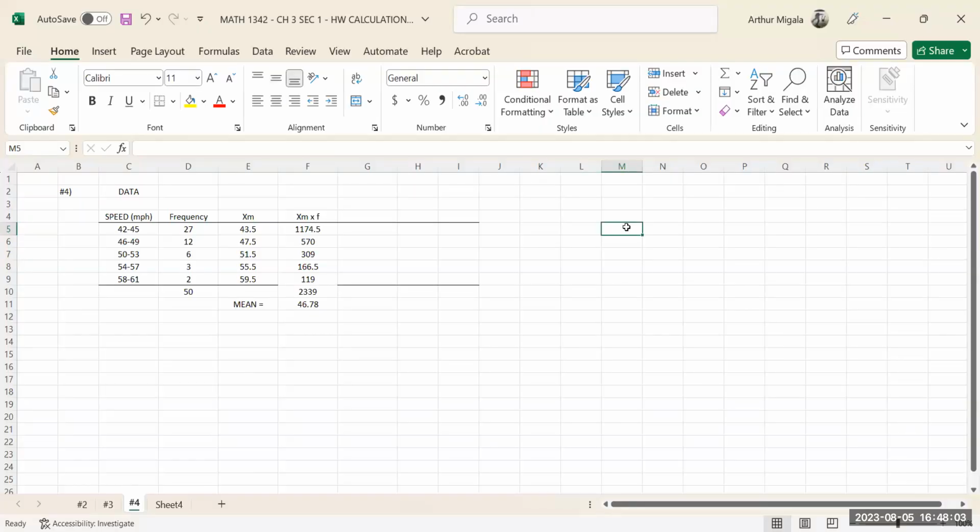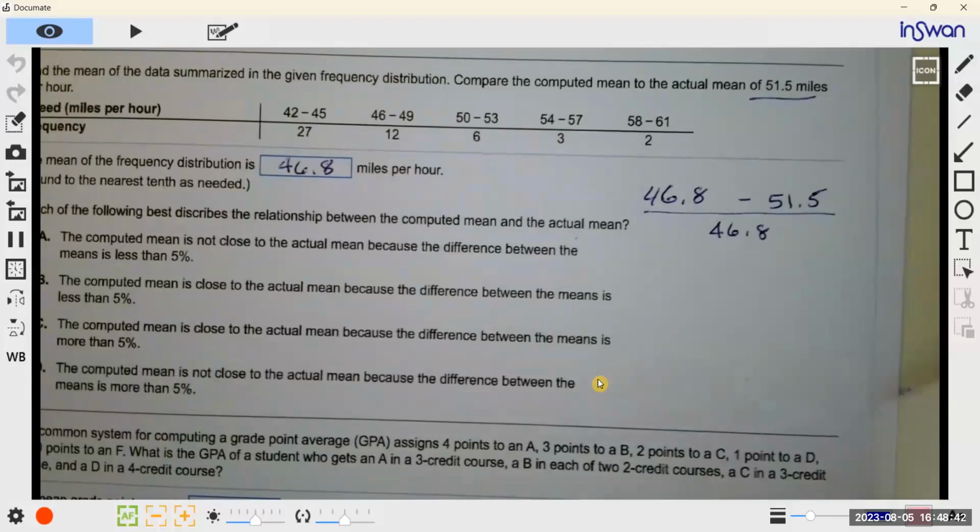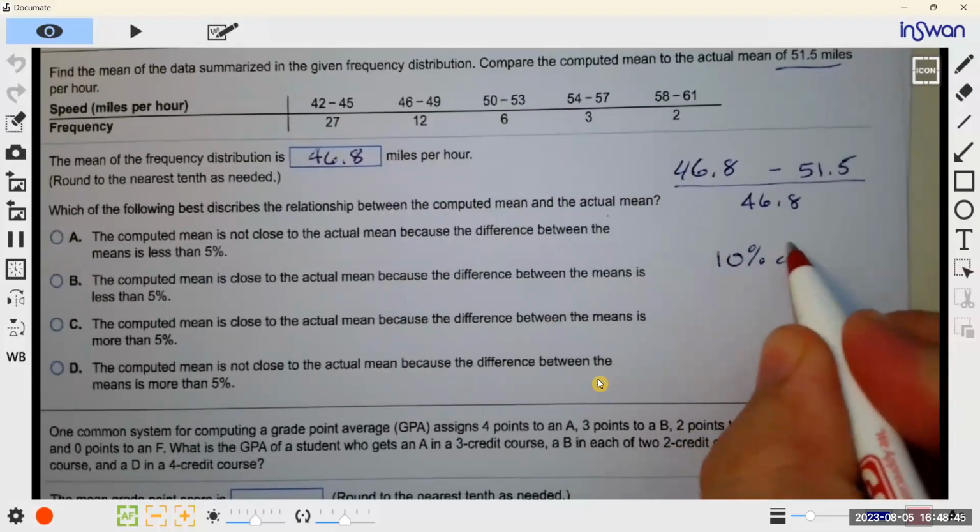So the first thing I do is after doing a calculation, I do 51.5 minus 46.8 equals that. So I have 4.7. That's the difference divided by the first number, 46.8. I get 0.100. Convert that to percent. I get 10%. So it's a 10% change.